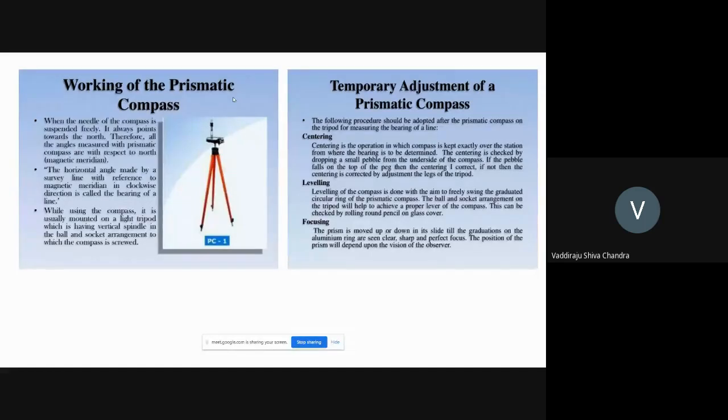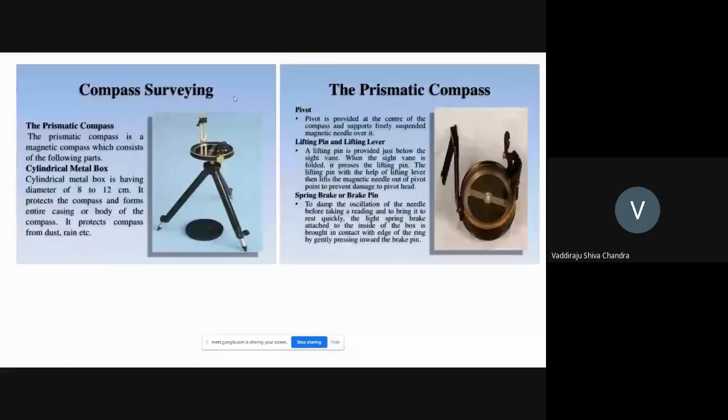Then the third one is the focusing of the prism. You can see there is a prism here. This one is a prism. So why is this prism used in the prismatic compass? The circular graduations which you are able to see here are engraved in a reverse fashion. These numbers are written in reverse instead of normally. So that is the reason why we are using a prism. When you see through a prism, the reversed value will look like a straight value to you. So that is the purpose of the prism.